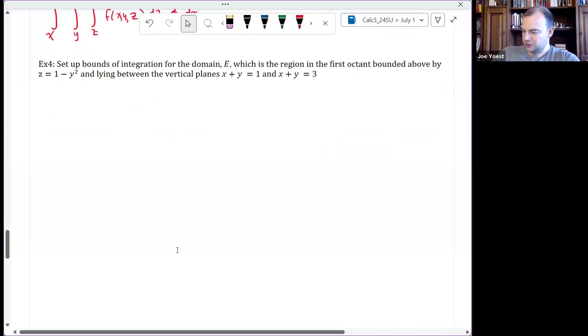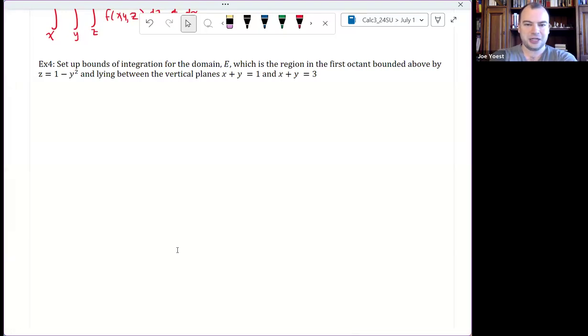Okay, so moving on to example 4. Again, just setting up bounds of integration. Here we have a region in the first octant, so when x, y, and z are all positive, bounded above by z equals 1 minus y squared, and lying between the vertical planes x plus y equals 1 and x plus y equals 3.